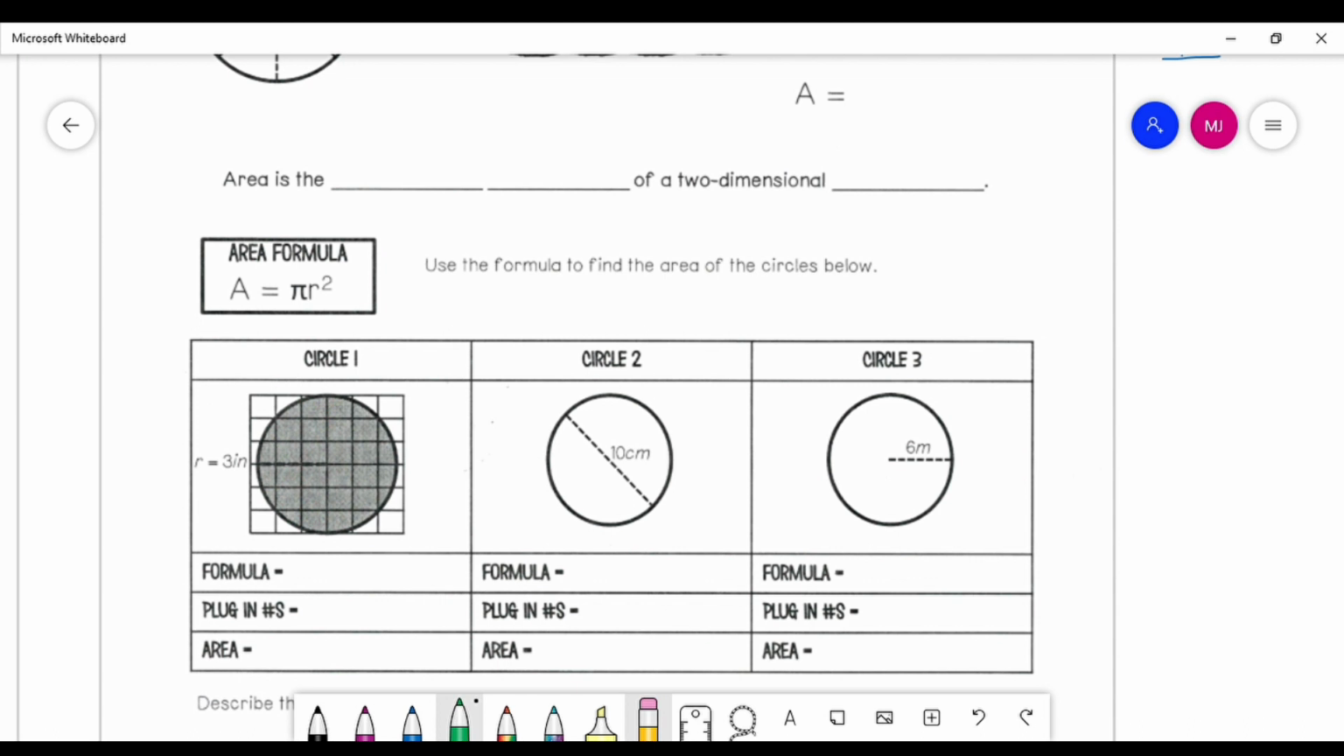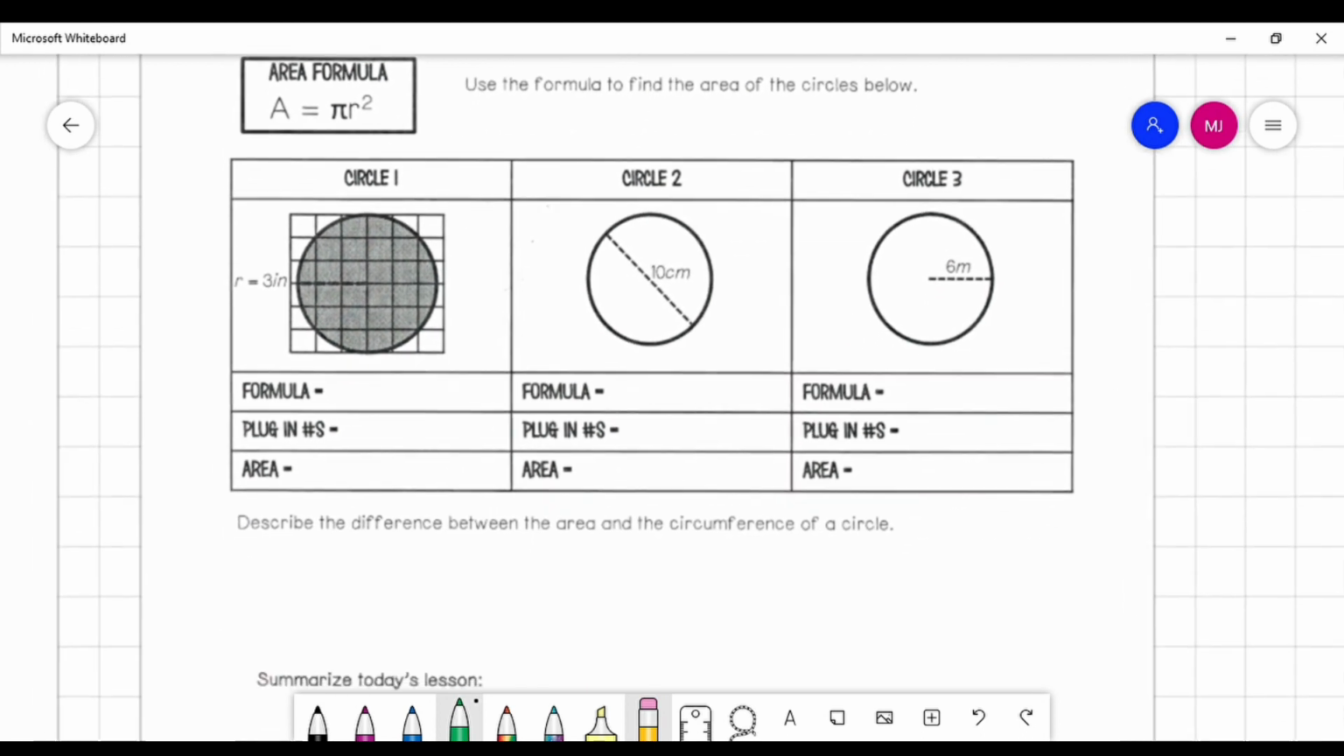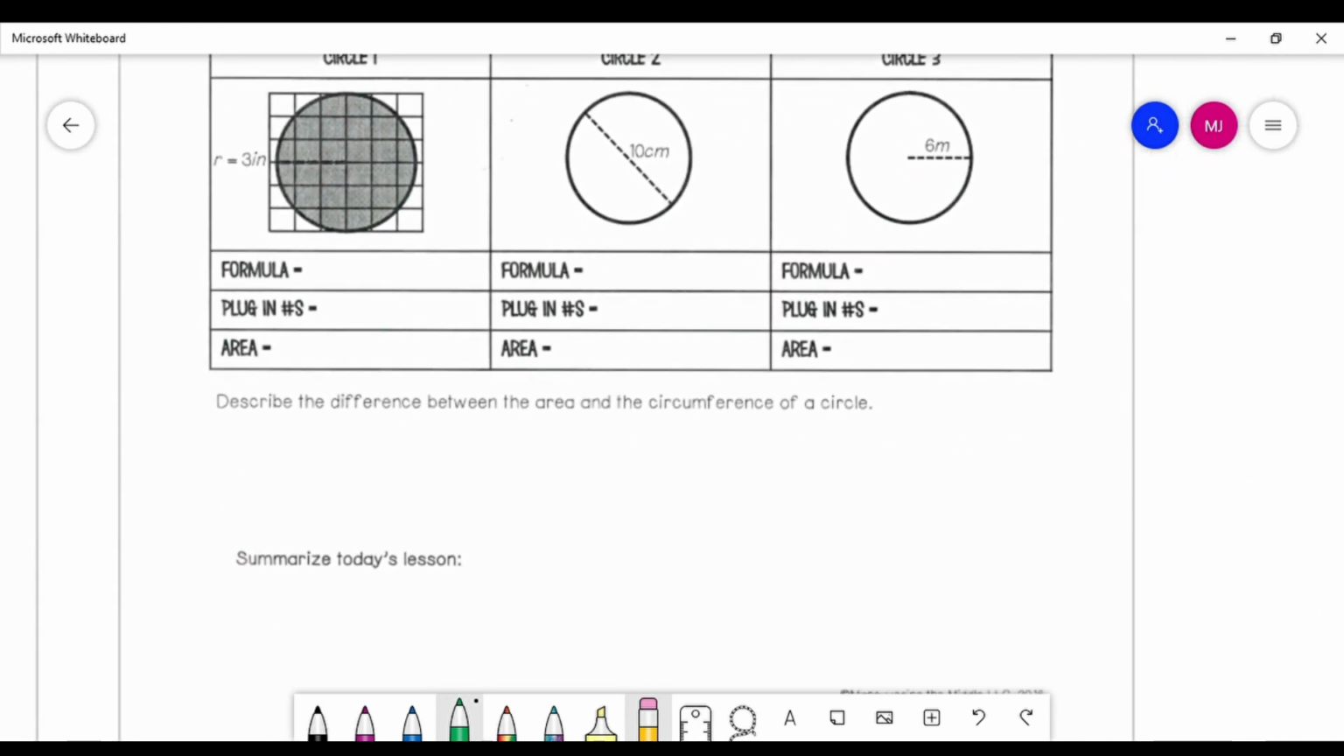Alright, so it looks like most of you got it. And so I'm not going to tell the people watching the video what it's supposed to be. They're going to figure it out on their own and then come check with me, see if they got it right. So, the difference between the area and the circumference of a circle.